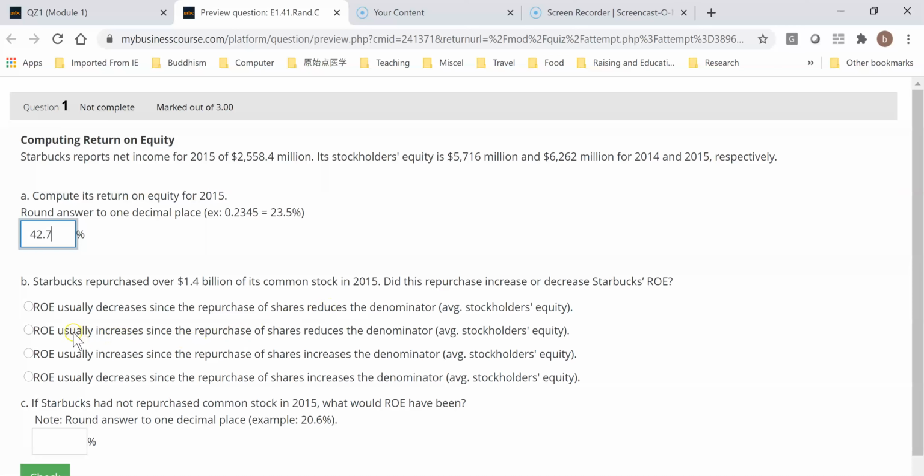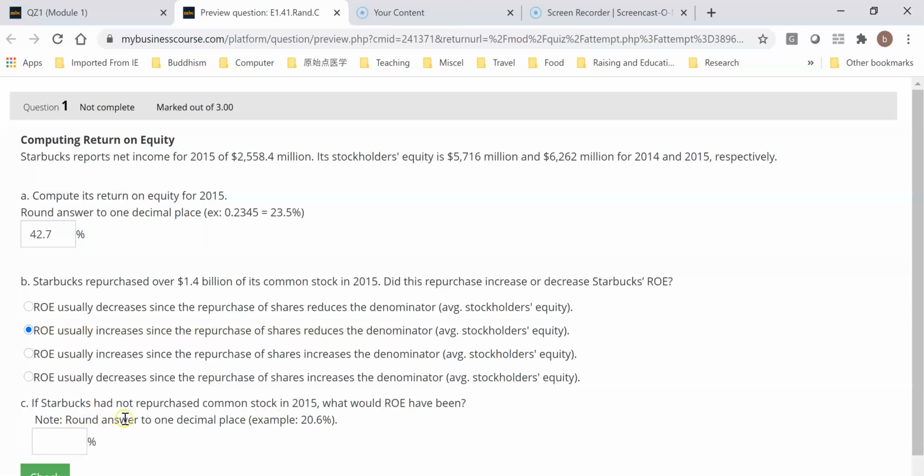So we just look for the answer which matches that analysis. ROE usually decreases, that's not correct. ROE usually increases since the repurchase of the shares reduces the denominator. So this is what we are looking for.